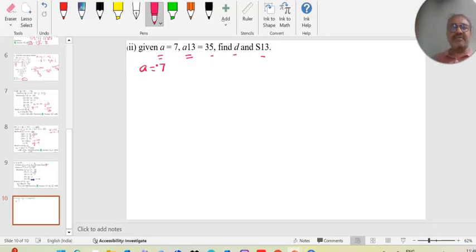Given data: a7, a13 = 35 and n = 13. We know that an = a + (n - 1) d. So an means we should write here a13.